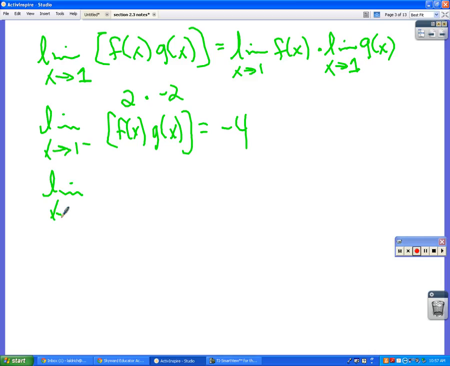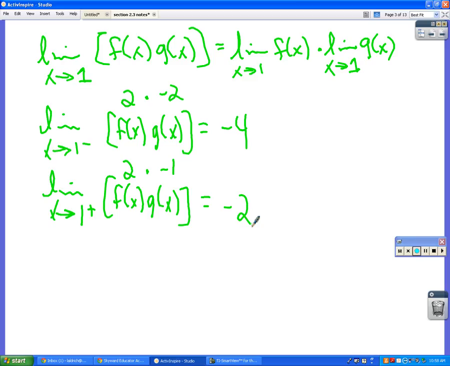What is the limit as x approaches 1 from the positive side of the product of these limits? Okay, this one is still going to be 2, and then this one from the positive side is what? Negative 1, and so that works out to be negative 2, right? Since these two things are different, that means the limit does not exist.